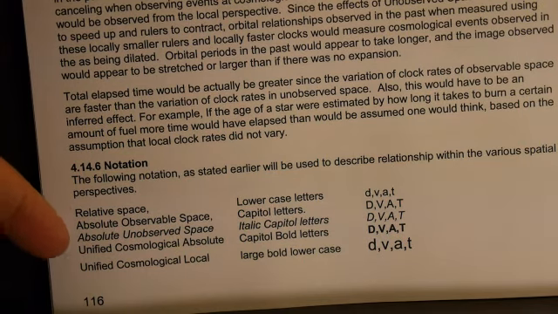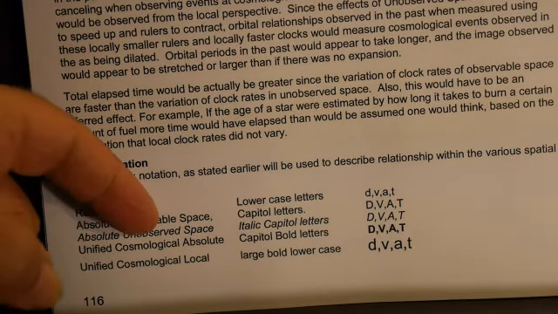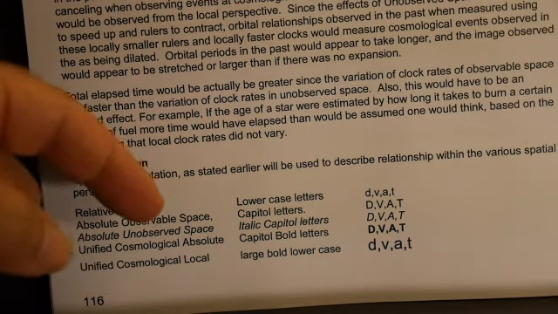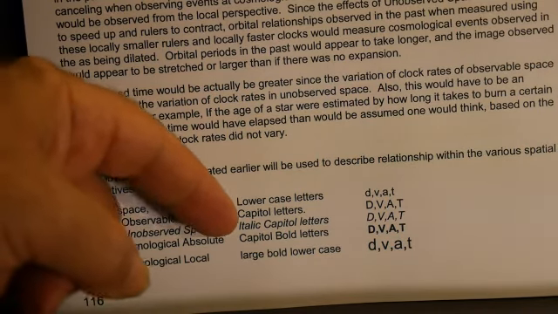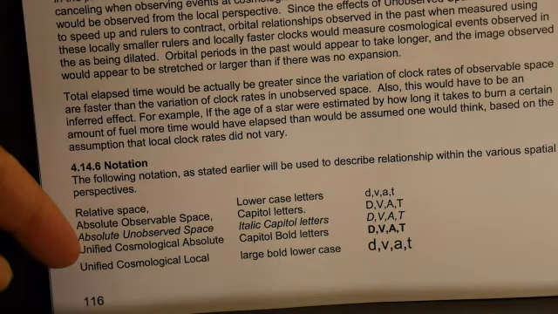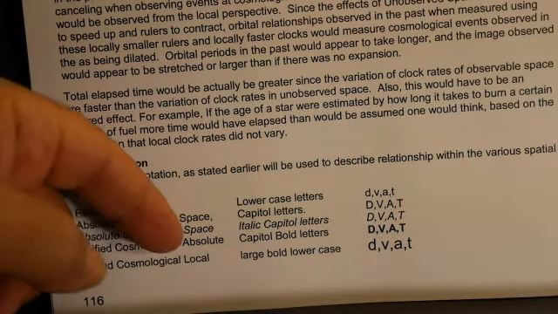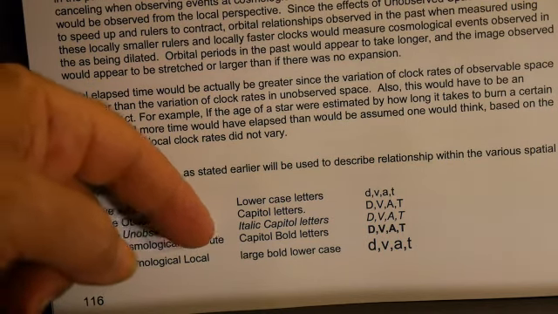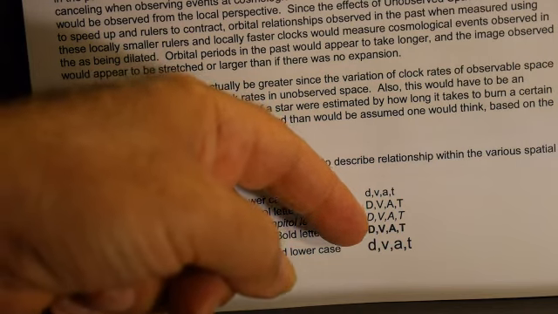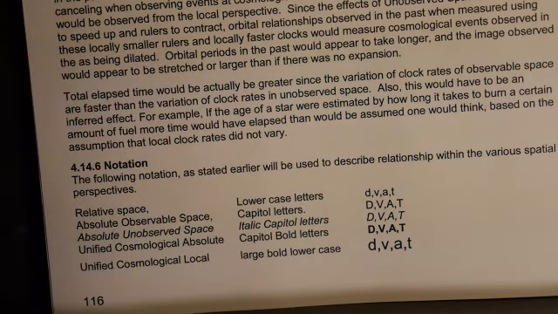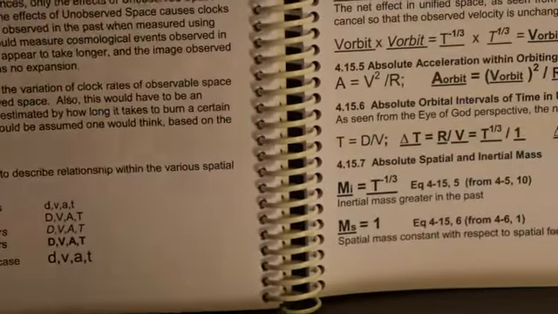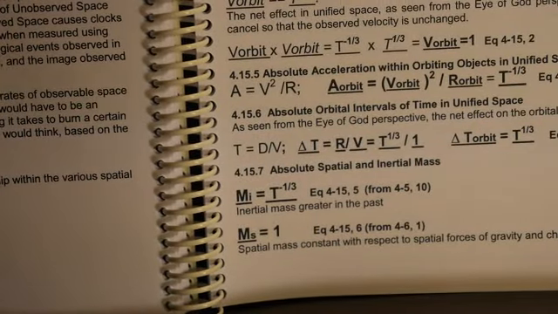And then when we unite these things together, the unified cosmological absolute perspective, where we unite the unobserved and observable space together, I did that in capital bold letters. And when we do a unified cosmological local perspective, the notation that was used is large, bold, lowercase letters.